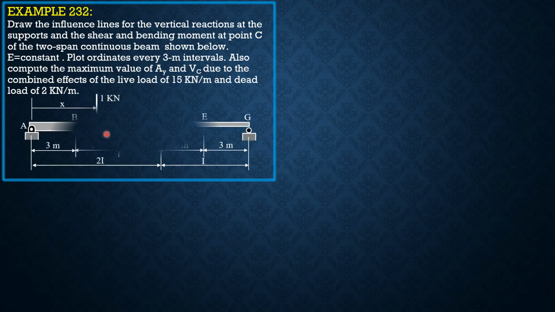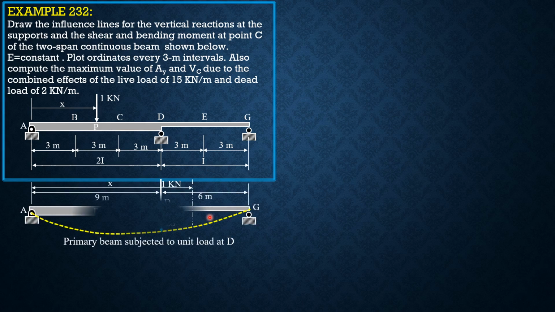So here is the given beam, continuous beam. Take note that portion AD has moment of inertia 2I, DG has moment of inertia just 1I. So we have here the primary beam subjected to unit load at D. So the deflection here is in particular FDD.